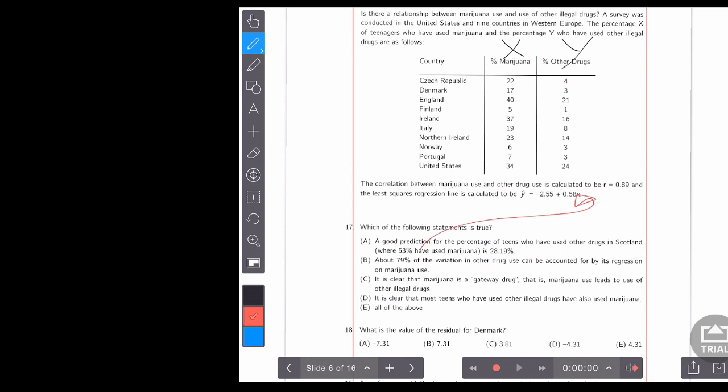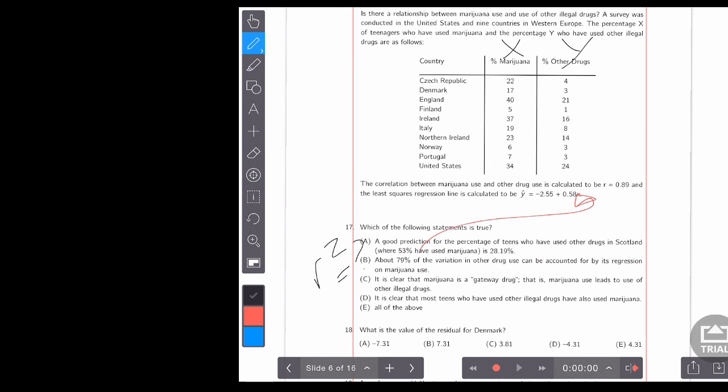For B part, it says about 79% of the variation in other drug use can be accounted for by its regression on marijuana use. You can check this, as Heike mentioned, by taking the R and squaring it. Is 0.89 squared equal to 0.79? Is R squared equal to 79? That's how you figure out if B is right. So that's true. Okay, so B is correct.